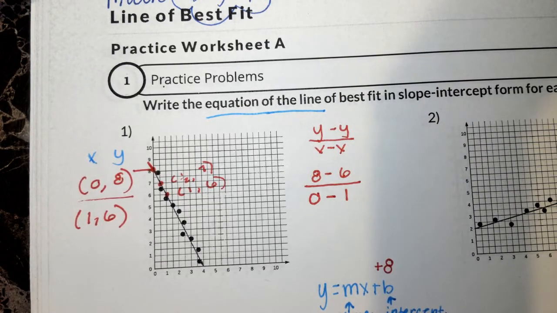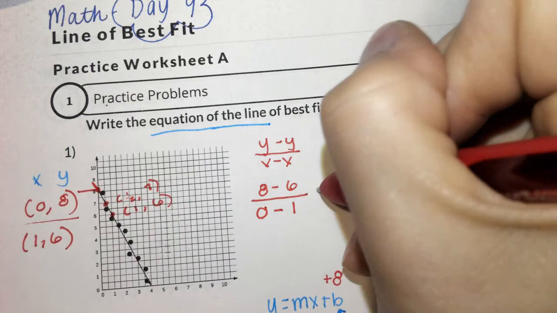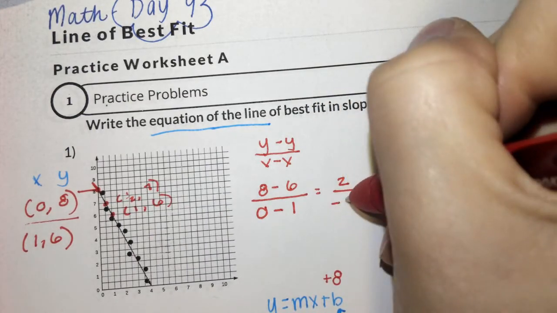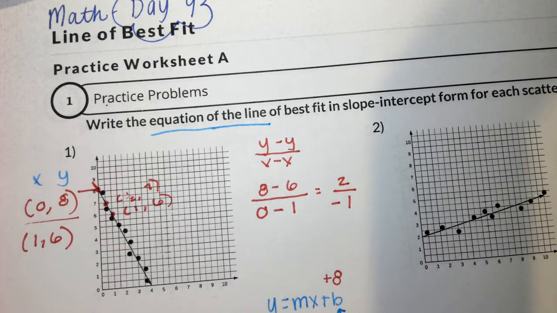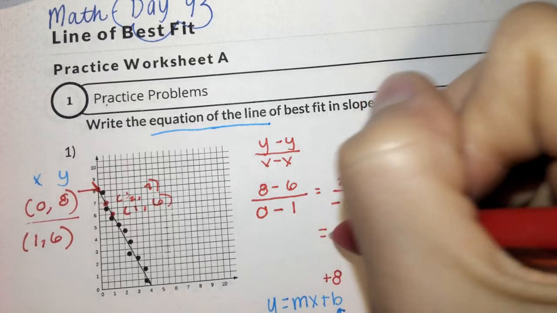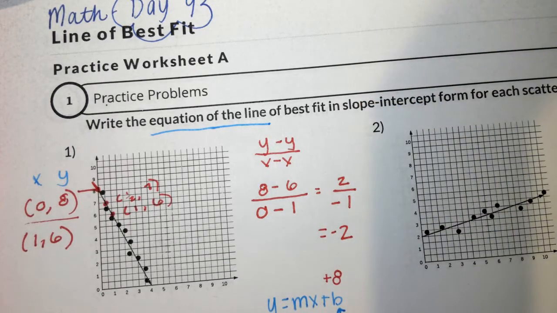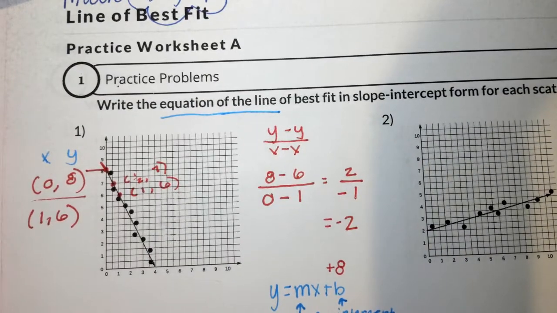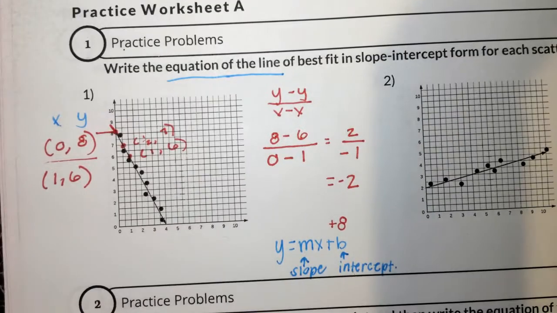And all you're going to do now is simplify. 8 minus 6, you get 2. 0 minus 1, you get negative 1. And 2 divided by negative 1 is negative 2. It's negative because the line of best fit is in the negative direction. So if you're confused whether it's negative or positive, look what direction it's in. This is a negative sloping graph, so it will be a negative slope.